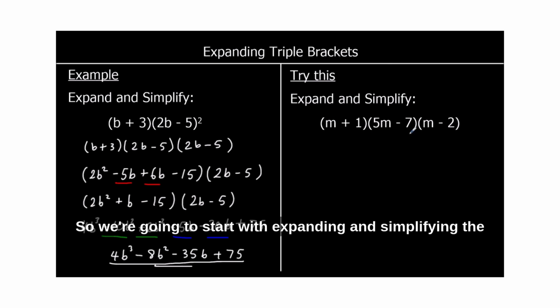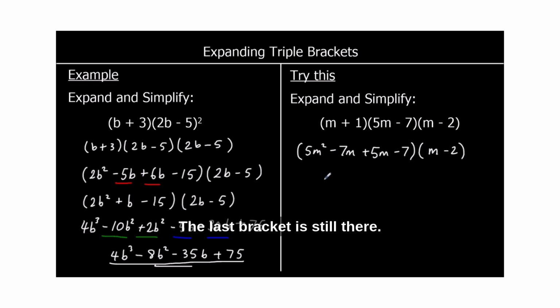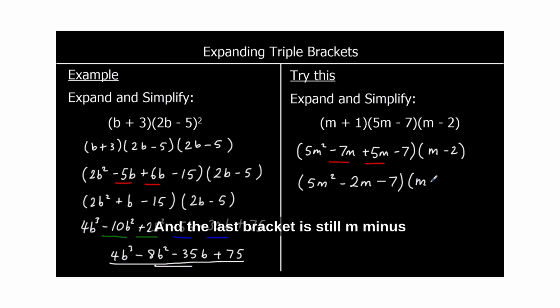So we're going to start with expanding and simplifying the first two brackets. So m times 5m is 5m squared. M times negative 7, negative 7m. 1 times 5m is 5m. And 1 times negative 7 is negative 7. The last bracket is still there. Collecting like terms, so we've got 5m squared. We've got negative 7 plus 5, which is negative 2, so negative 2m minus 7. And the last bracket is still m minus 2.